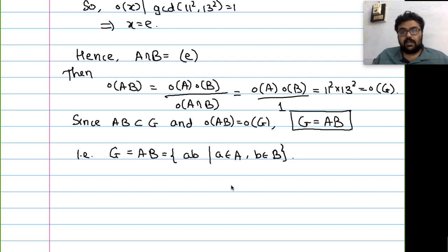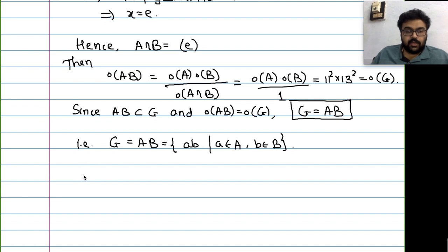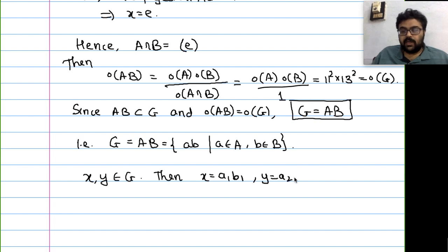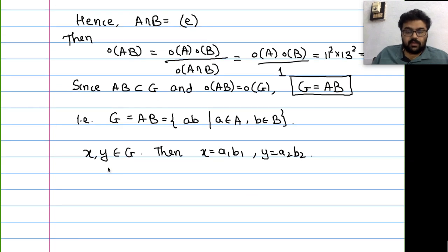Yeah, so now if I want to show that G is abelian, how do I show it? I take two elements x, y in G. Then x is of the form a1 b1, and y is of the form a2 b2. What I have to show is xy equals yx. If I'm writing this, it is analysis, I'm not proving it.